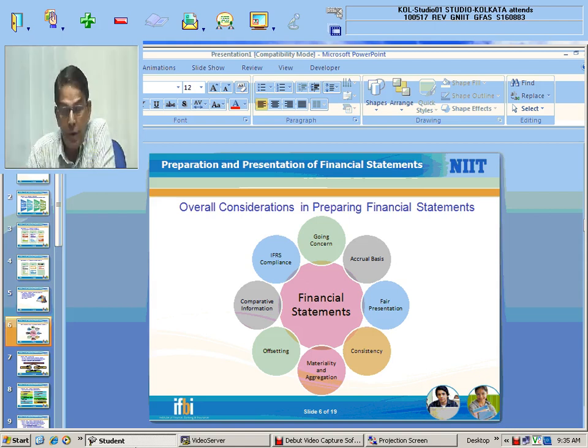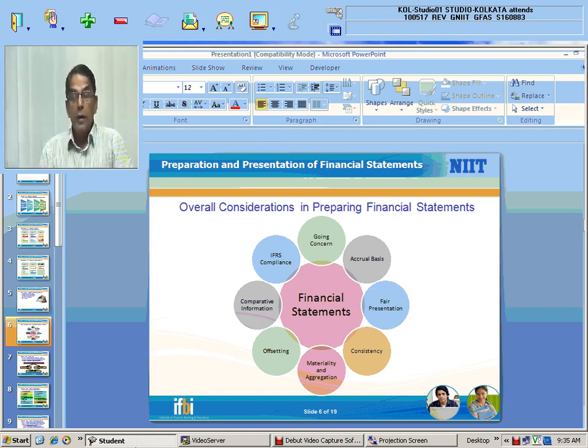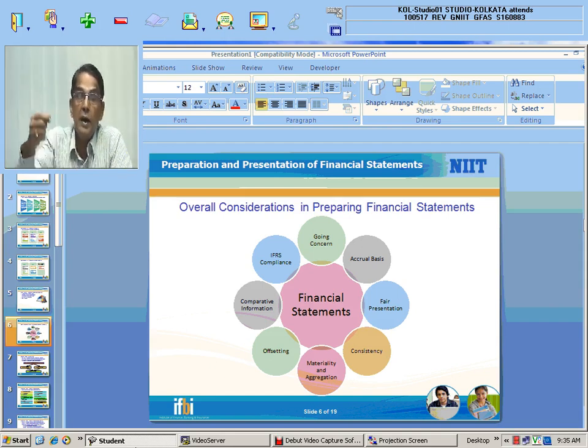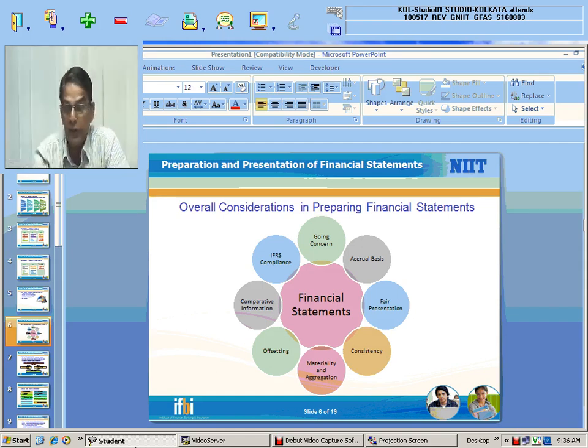Another important basis is comparative information, including narrative disclosure. That means narrative disclosure normally comes in notes to financial statements. So comparative information including narrative disclosures relating to the previous period should be reported alongside current period disclosures unless otherwise required. So in reporting the revenue and expenses for the current reporting period, along with that you should also present the revenue and expenses relating to the previous period.